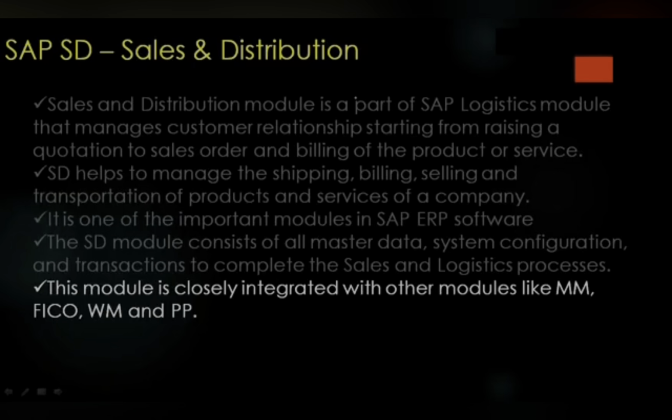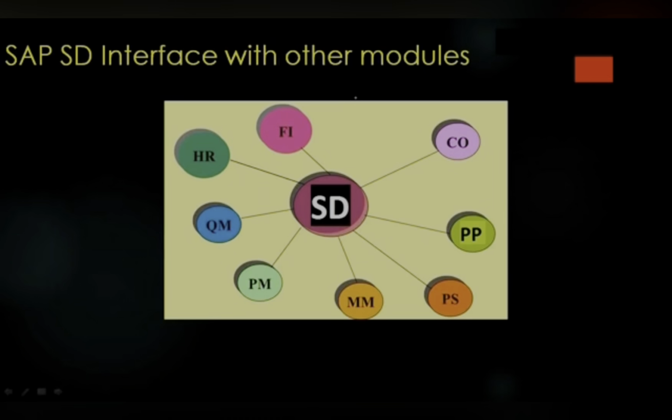This module is closely integrated with other modules like MM, FICO, WM and PP. So we'll talk about the integration in detail later on. Here you can see just an overview of the integration. For example, this is your SD module. It is interfaced with other modules like quality management, PM (plant maintenance), material management, FI, PP modules and so on. We'll talk about the integration in detail later on.